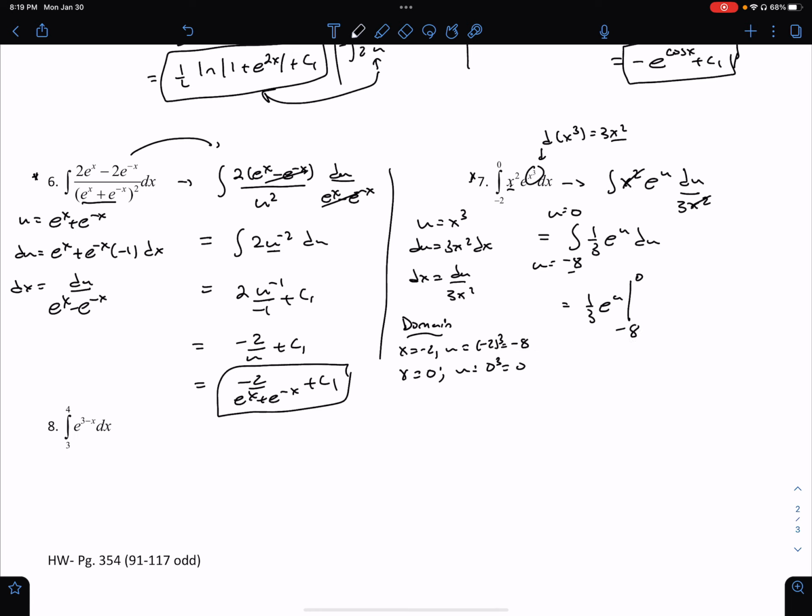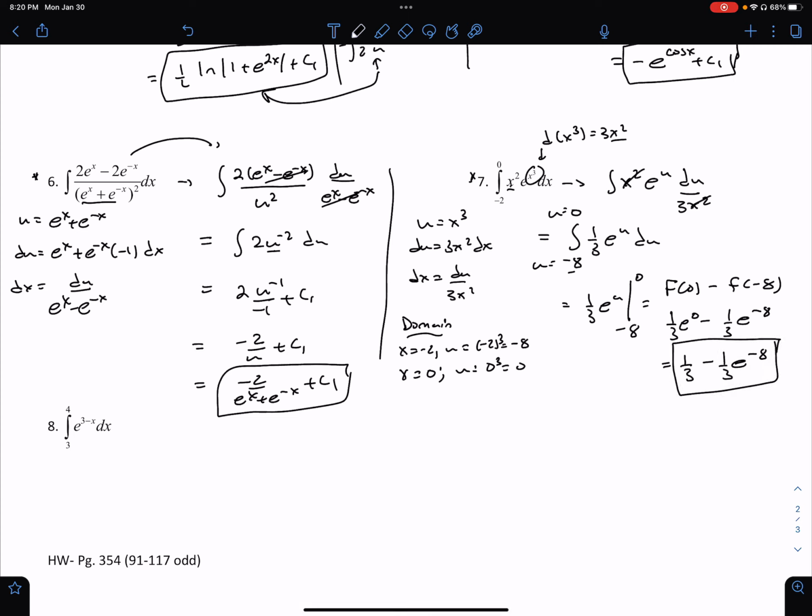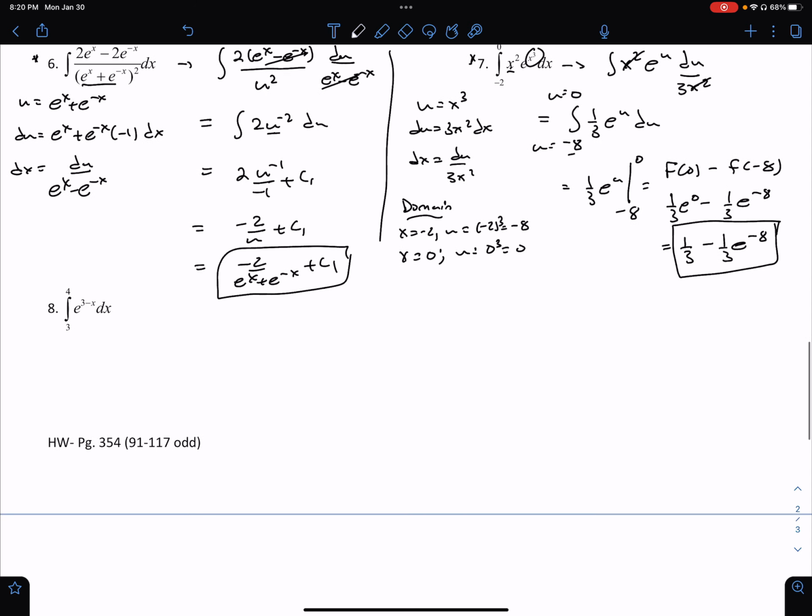From negative 8 to 0, we get f of 0 minus f of negative 8. And f of 0 is 1/3 e to the 0 minus 1/3 e to the negative 8. E to the 0 is just 1, so 1/3 minus 1/3 e to the negative 8. Leave your answer like that. That's fine. All right, so go ahead and try number 8 here. I'll go and do it too.